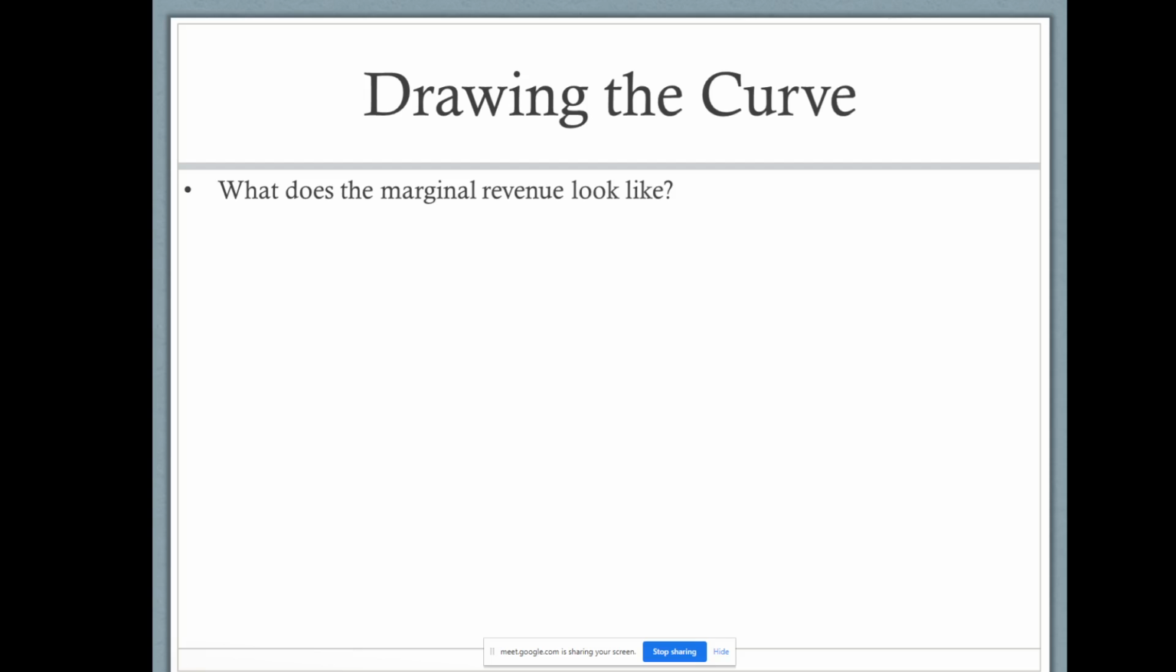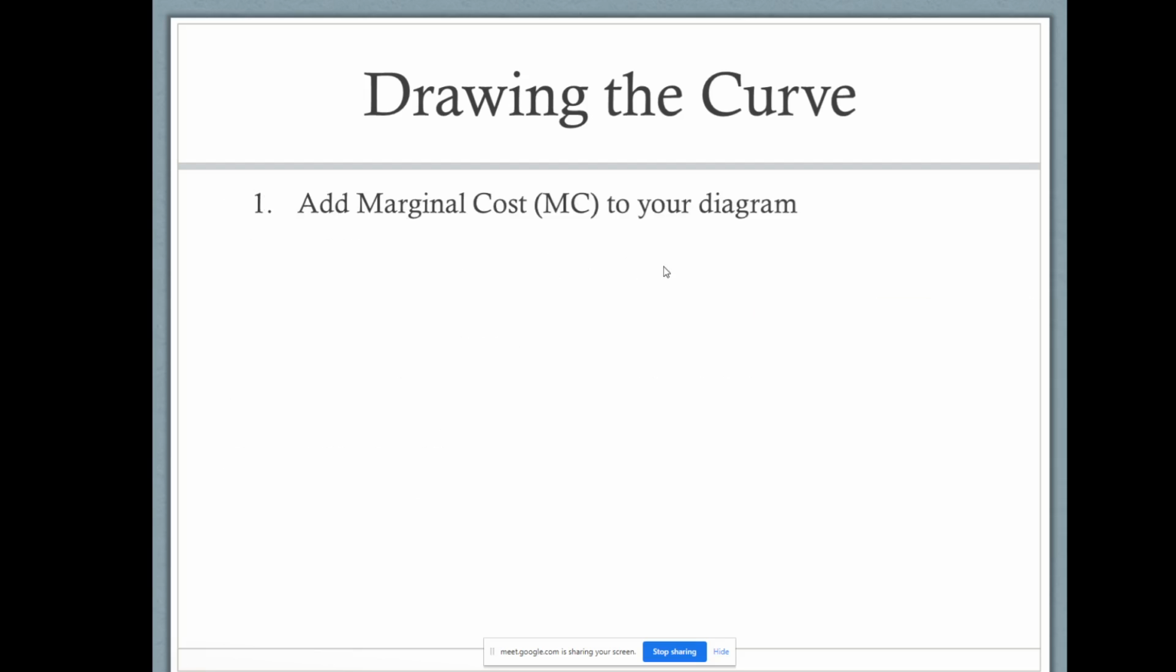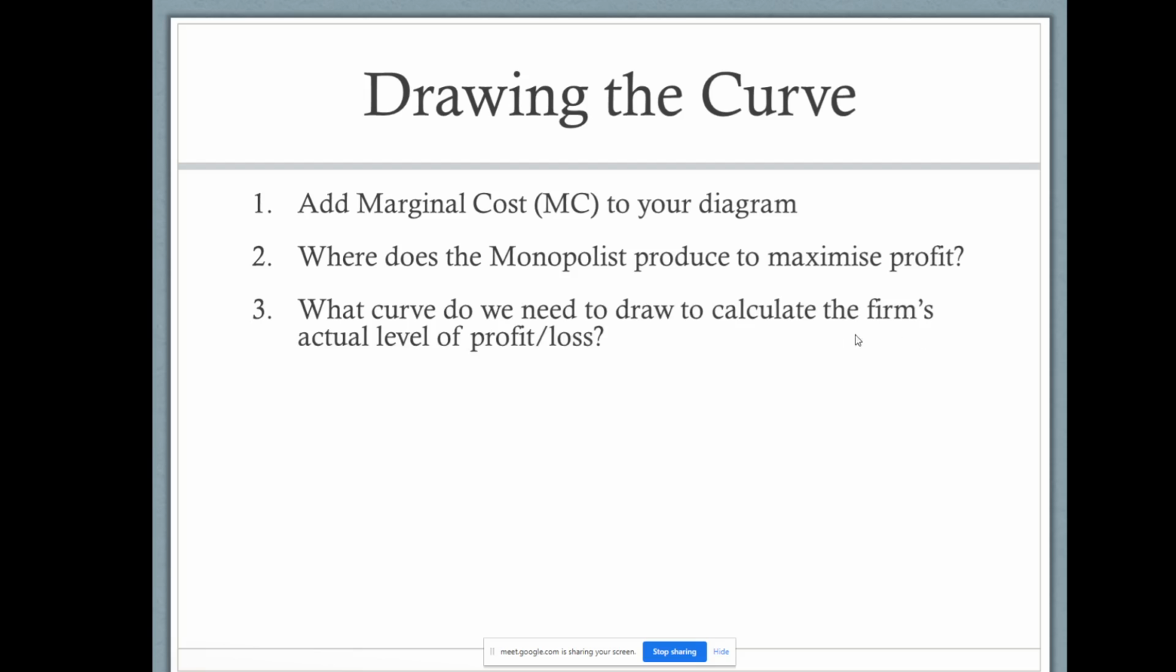Once you know how to draw the demand curve and the MR curve, draw yourself a marginal cost curve. Then you need to think about where a monopolist maximizes their profit, because you need to find that point, the profit maximization output.